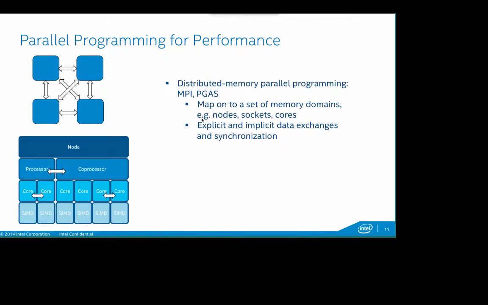So we are very familiar with distributed memory parallel programs, namely MPI. What we have to do in that case is break up the problem so that each MPI process can contain its own data. That could mean sockets, nodes and cores. But because we are breaking up the problem, when we consider the problem as a whole, we need to communicate. There is always explicit and implicit data exchange and synchronization in parallel programs. That's what we define as distributed computing, and in a way, this is going to be the starting point of our discussion today.